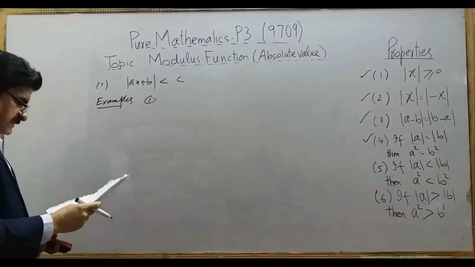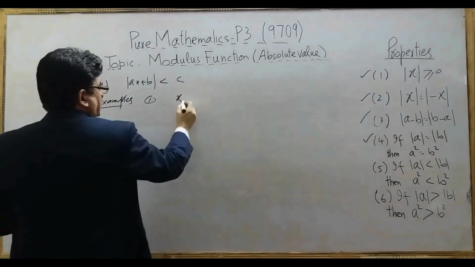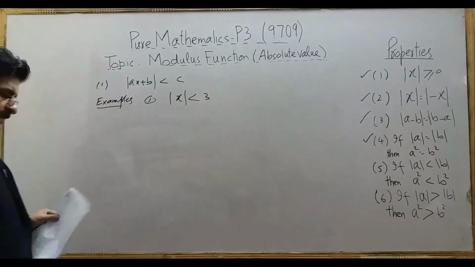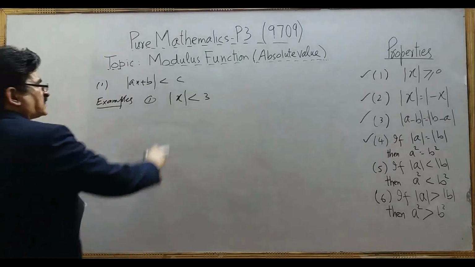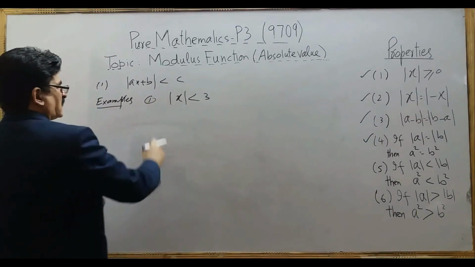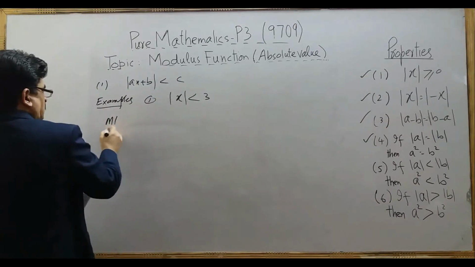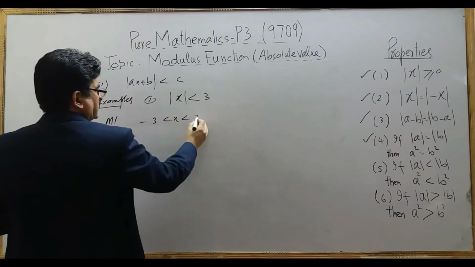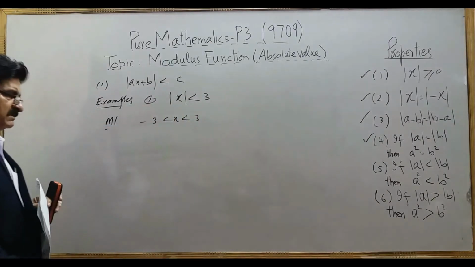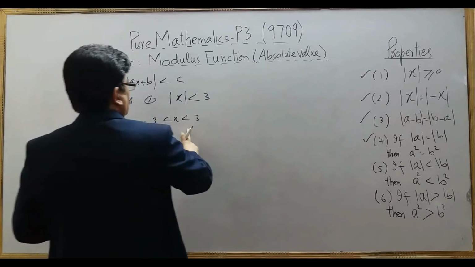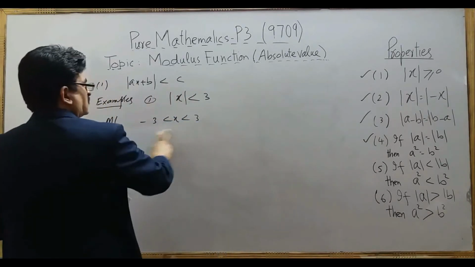Our first example, we start from a very simple example: |x| less than 3. Now if you think algebraically, method 1: minus 3 less than x less than 3. This means this. This is method 1. And so this is the solution.